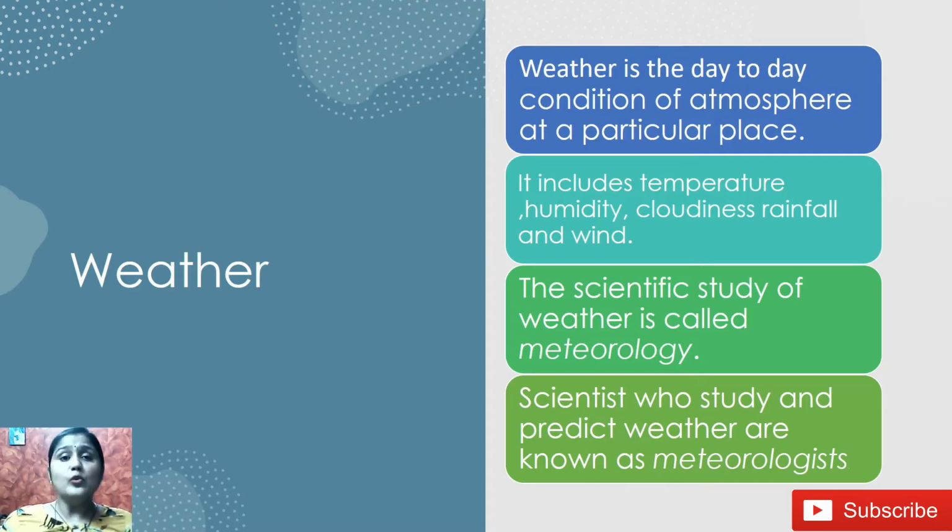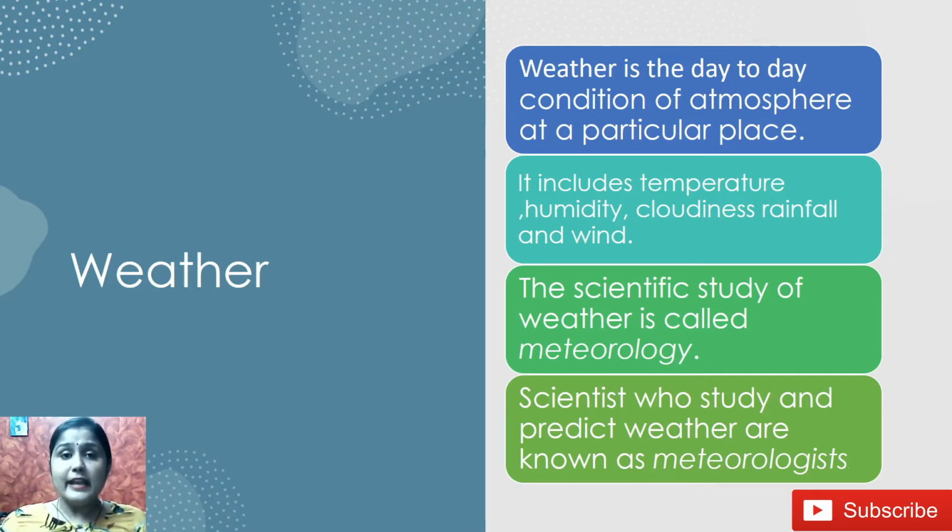Well, it includes temperature, humidity, cloudiness, rainfall and wind. So all these elements are included in weather. Now the thing is, the scientific study of weather is called meteorology, and the scientists who study and predict weather are known as meteorologists. So this is all about the weather.